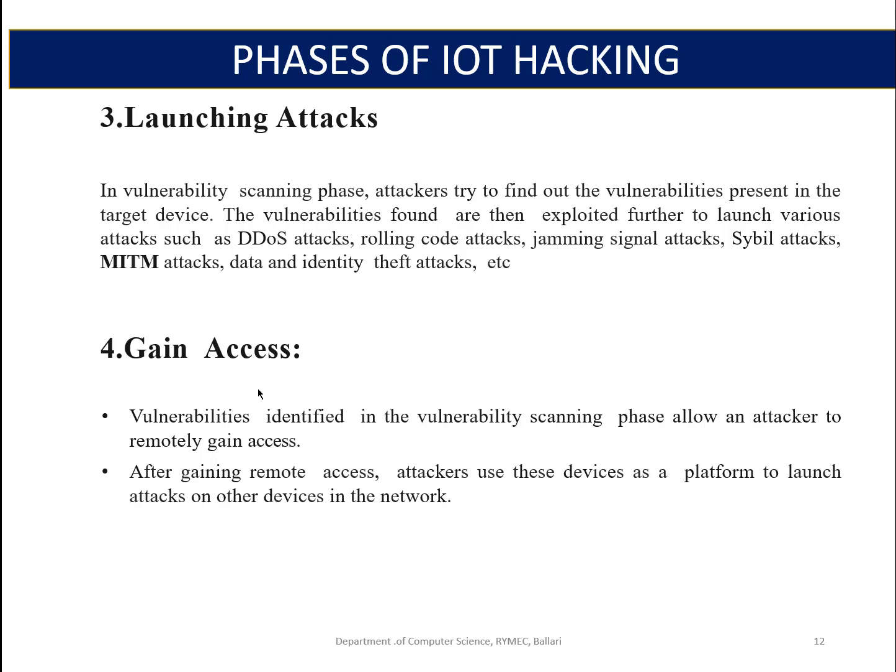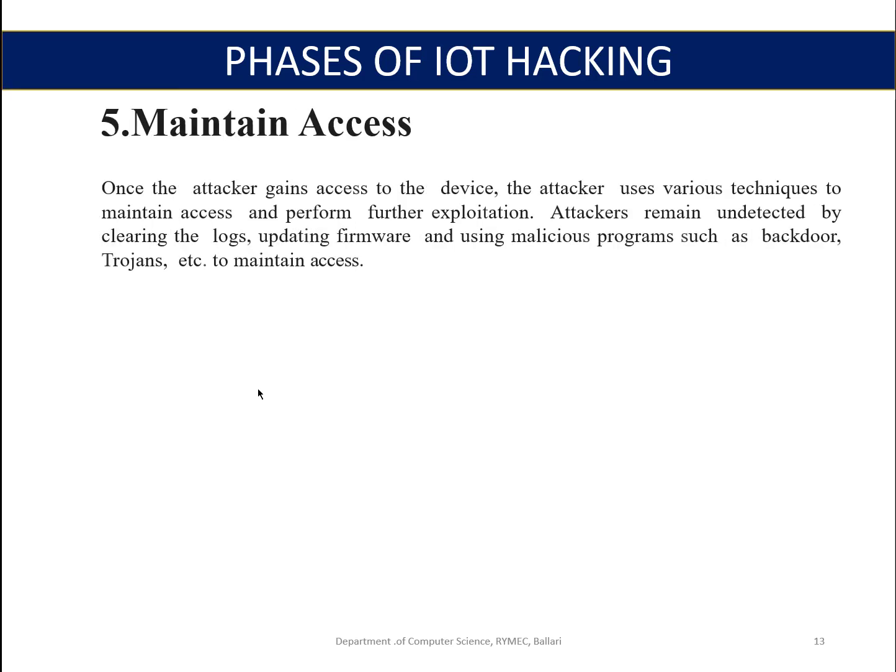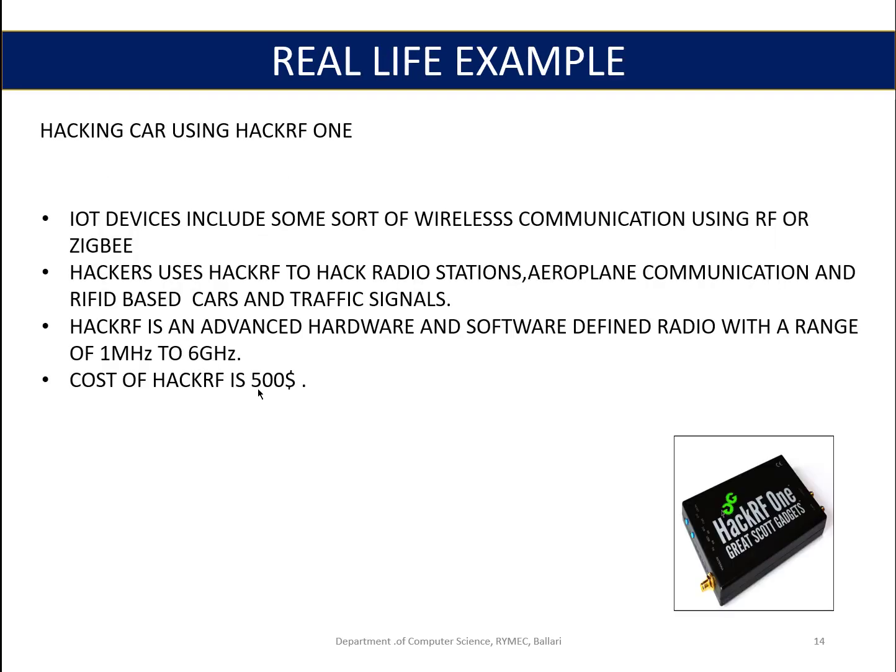The next stage is maintaining access. Once the attacker gains access to the devices, they use various techniques to maintain access and perform various exploitations. The attacker remains undetected by clearing the logs, updating the firmware, and using malicious programs such as backdoors and trojans to maintain access. So here is a real-life example.